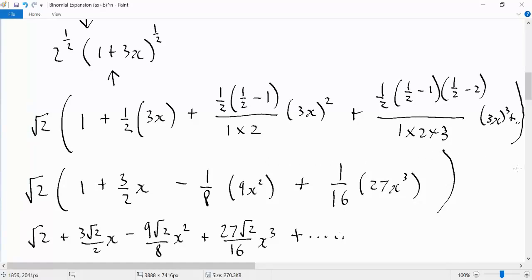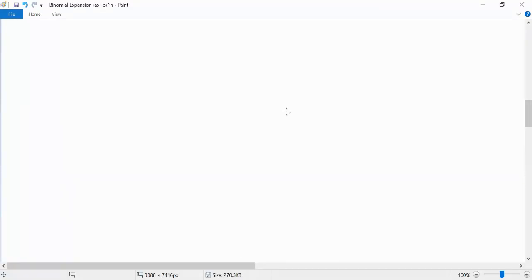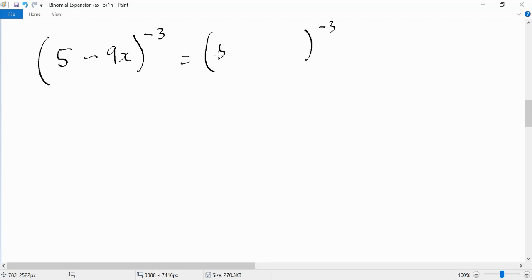Just one more quickly. I won't go through the entire question this time. I'll just show you how you start off. So let's say we've got 5 minus 9x this time to the power of minus 3. Step 1, we're going to factorize what's inside the brackets. We're still going to have the big brackets with the power of minus 3, but then we're going to write 5, and inside that will leave us 1 minus 9 over 5 x.